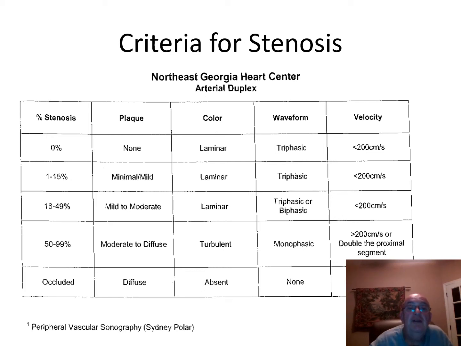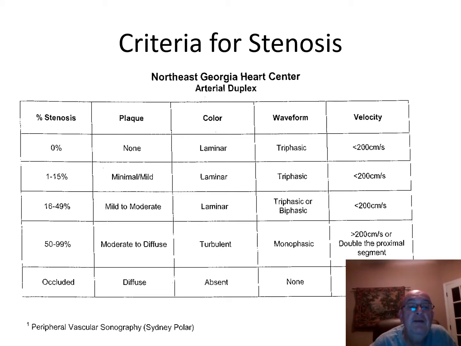It looks much like the carotid chart, except we're talking about limbs. And really, from the 0 to 49% category, it's very similar. Presence of plaque is anywhere from none up to moderate. Color flow is always laminar because we don't consider it to be hemodynamically significant. And the waveforms are clearly going to be multiphasic up to that point. All velocities should be below 200 centimeters a second.